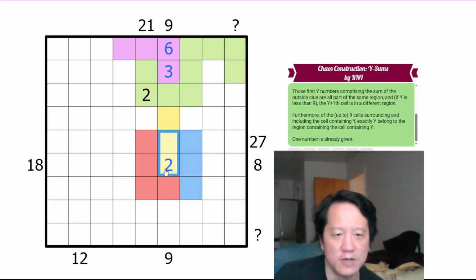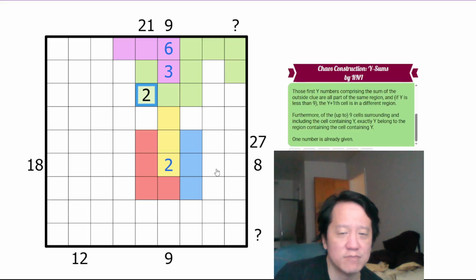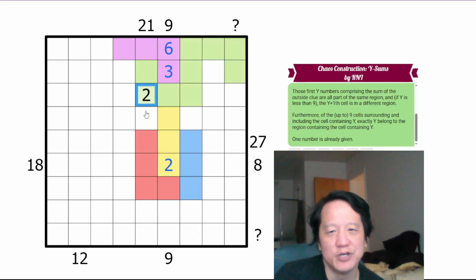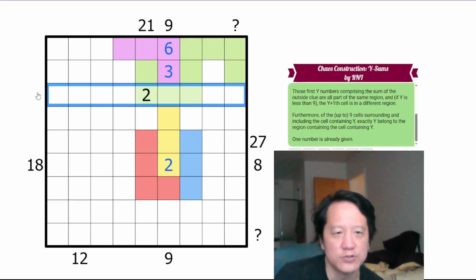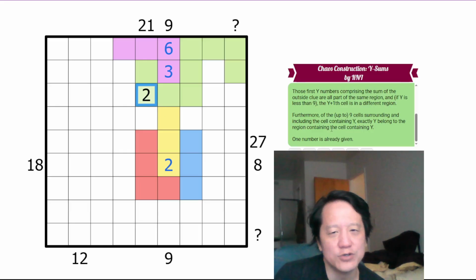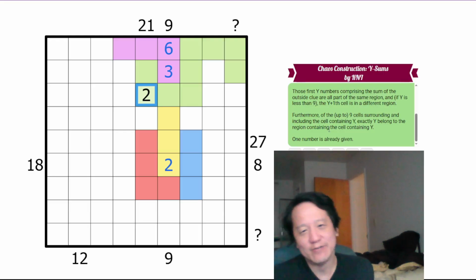So the 2 signifies that in the surrounding 3x3 box, only 2 cells are part of the same region as the y cell. And it says one number is already given. That can't be a y, though. This is just saying that one number is already given. Well, it's not going to be part of a y sum because you can't have 2 digits adding up to 21, and there's no other clue outside that points to it. So I'm not really sure why we need that information, but sure, okay. We've got one number is already given.